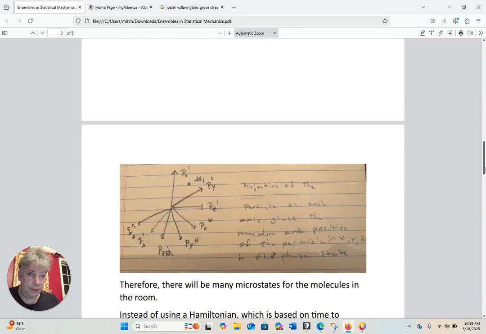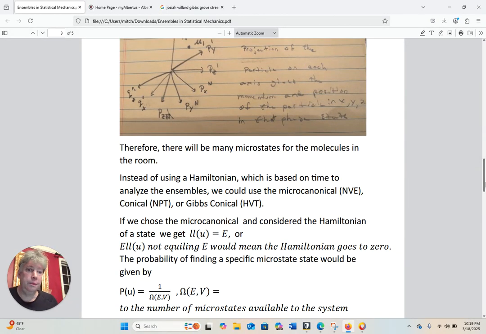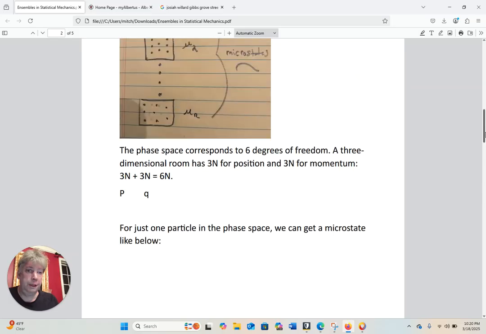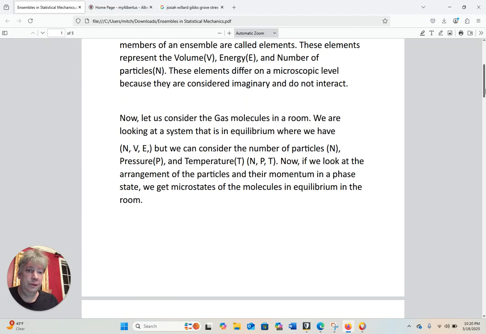Sorry guys, I got a little lost there. So it's right around, yeah, the Gibbs canonical is going to be that HVT. And that's going to be dealing with the energy, but dealing with the Hamiltonian, the volume, and the temperature. So that's the Gibbs canonical. So we have different ways that we can analyze ensembles, but we're going to be basically dealing with the microcanonical or NVE one.